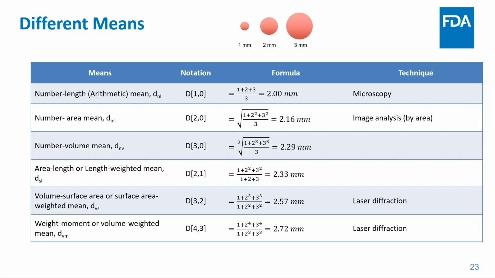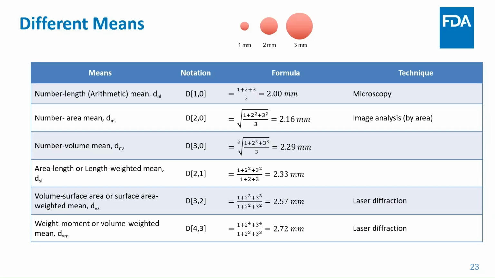So D21 here, you look at the numerator, we have 1 square plus 2 square plus 3 square, divided by 1 plus 2 plus 3. We get 2.33 millimeter. And D32, we get 2.57. And D43, we get 2.72 millimeter.